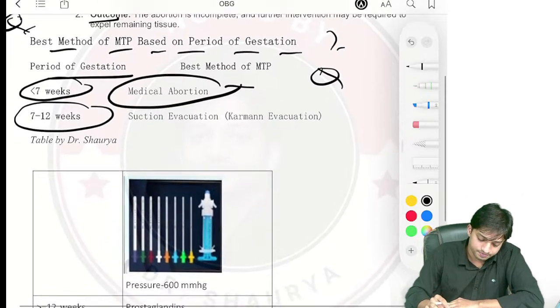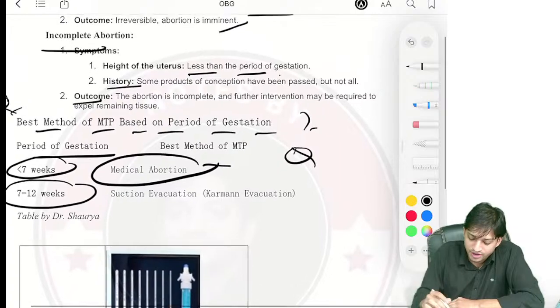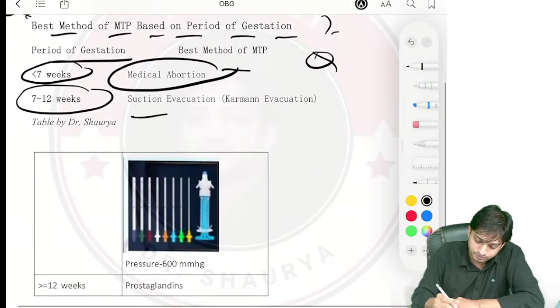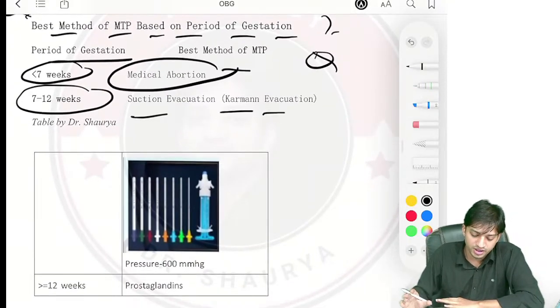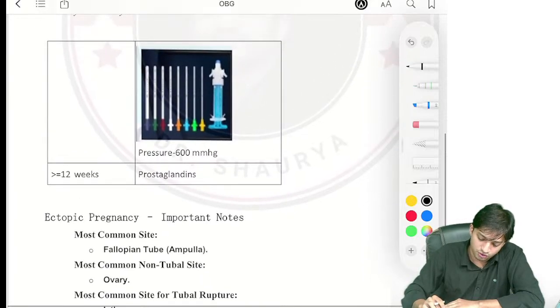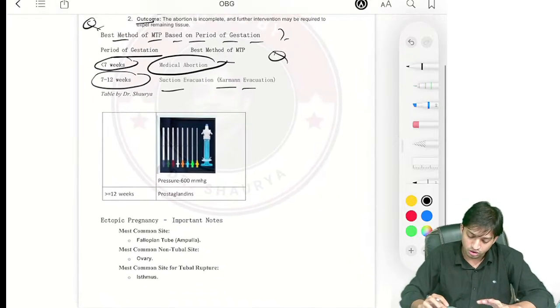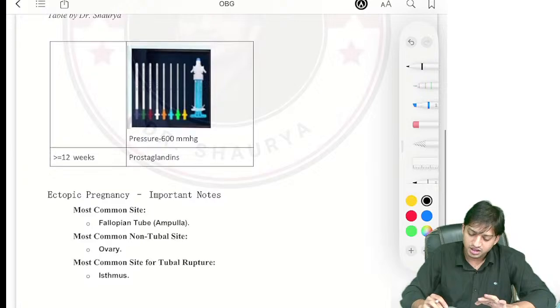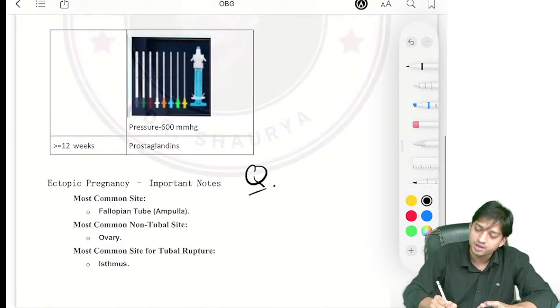Yes, now come here. You will see from 7 to 12 weeks, suction evacuation, curettage evacuation, you can see here. Now, just have a look. More than 12 weeks, images we have given. Coming to the important topic of ectopic pregnancy.